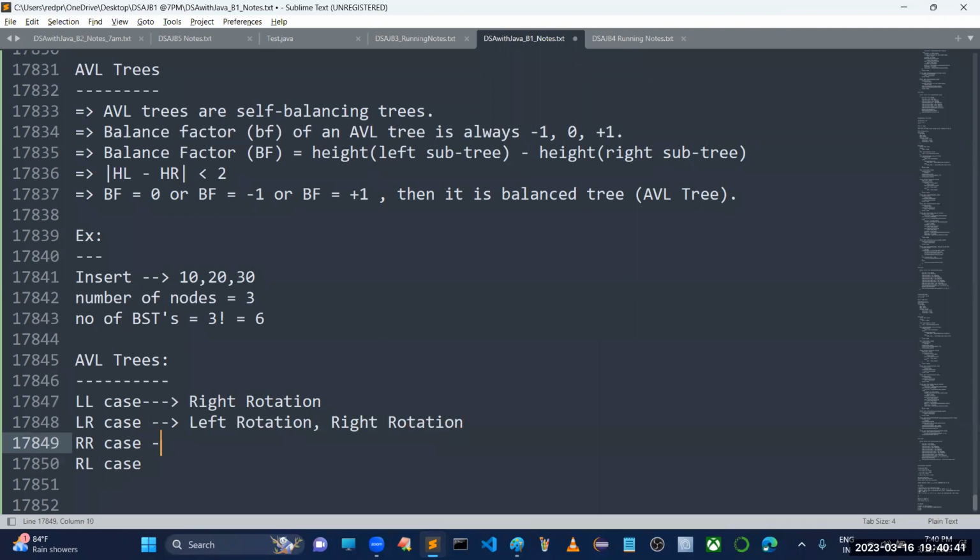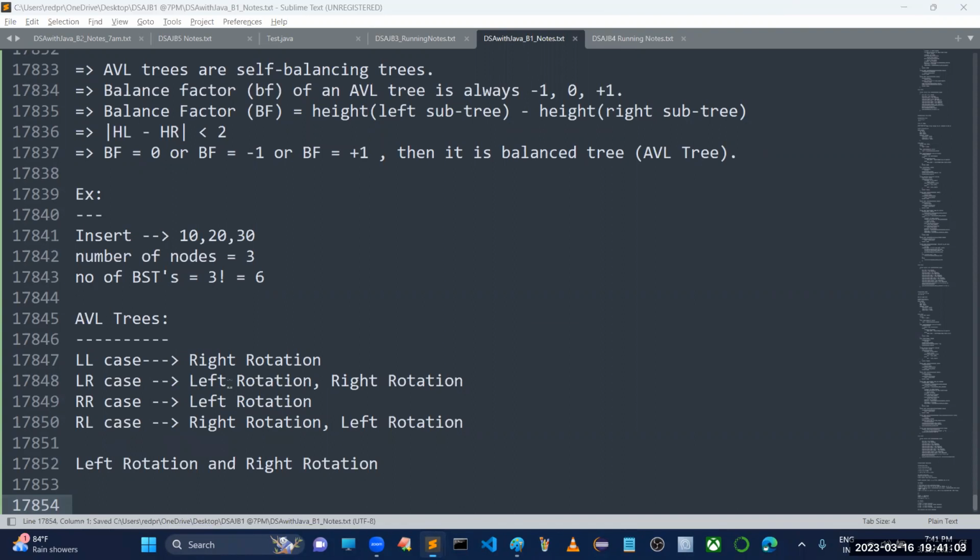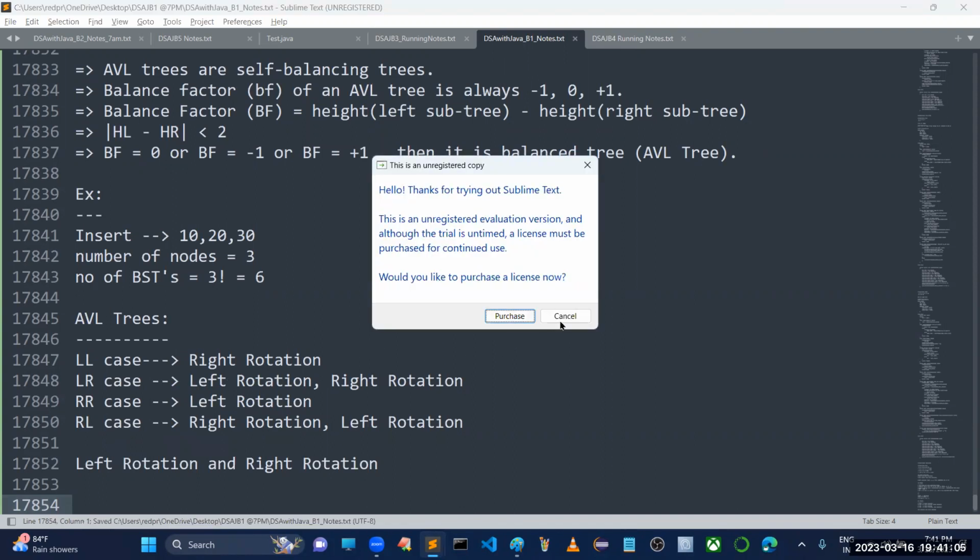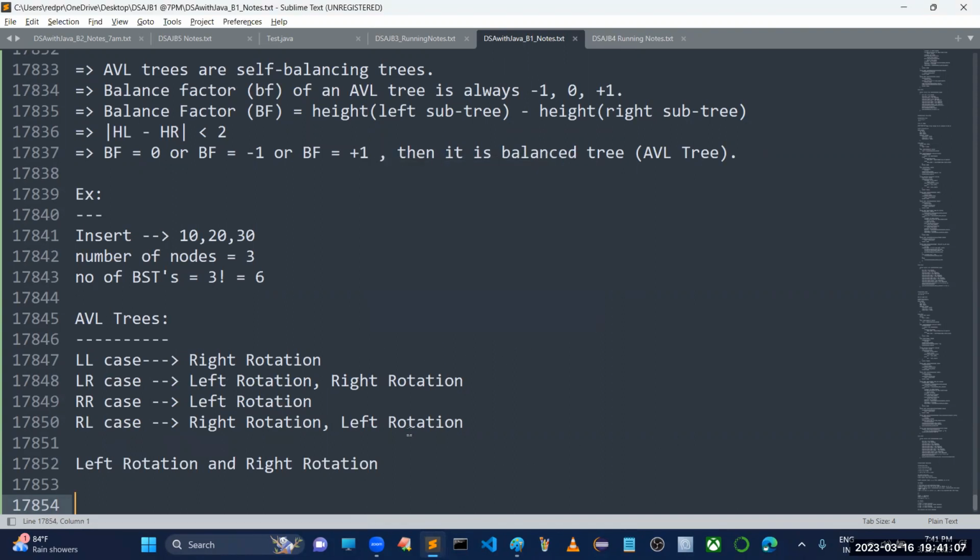For the RR case, you need to do left rotation. For the RL case, we need to do first right rotation and then left rotation. These are the rotations that we have to do. But we have only two rotations: one is left rotation, and the second is right rotation. Based on that, the total tree is going to be formed. So please confirm everyone, is the concept clear?